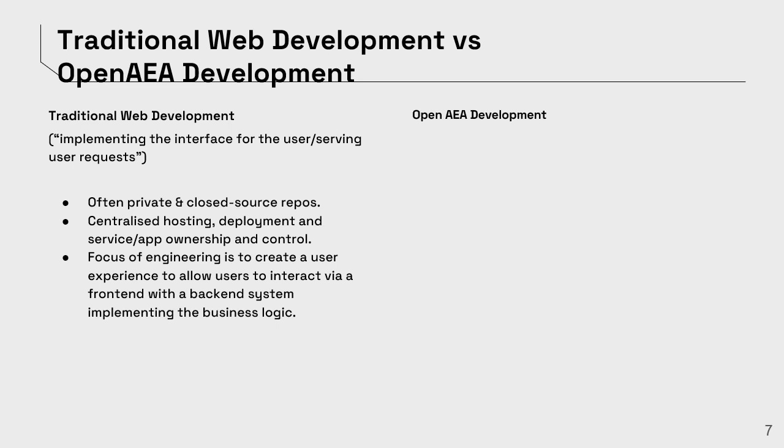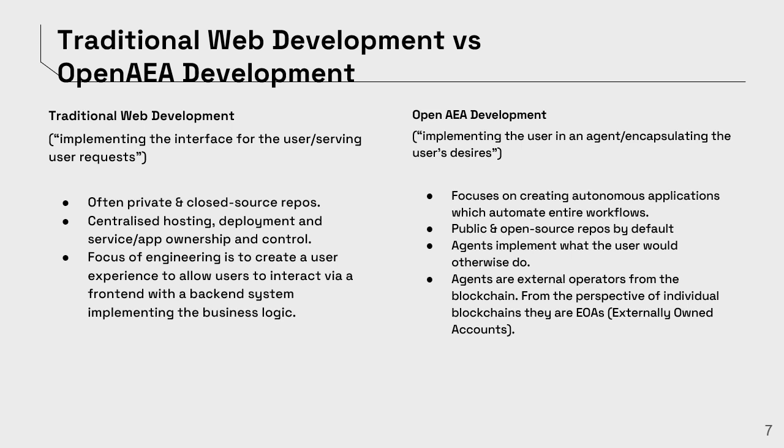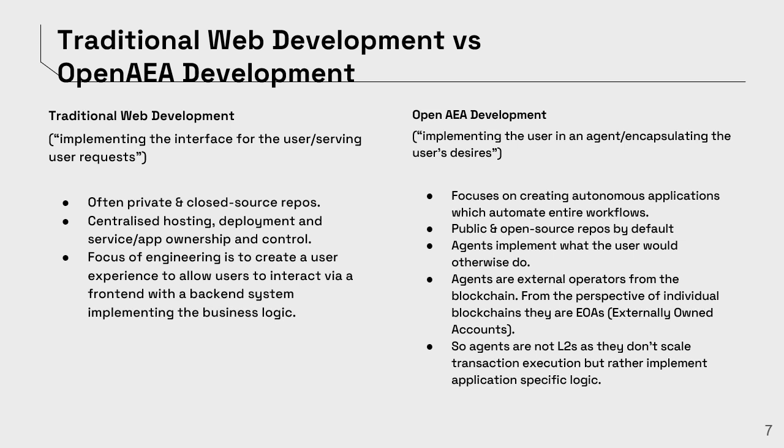On the other hand, when it comes to agent development, what we are doing is to implement the user desires, or what the users want to achieve, as an agent. So in this case, the focus is put on creating applications which automate the workflow for the user. It's usually based on public and open source repositories. And as I have just said, agents implement what the user would do. And agents are viewed as external operations from the blockchains. So that is, they are seen as blockchain users. So agents are not in fact L2s users as they don't scale transaction execution, and they rather implement the application specific logic on blockchains.